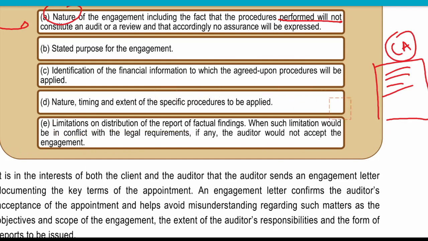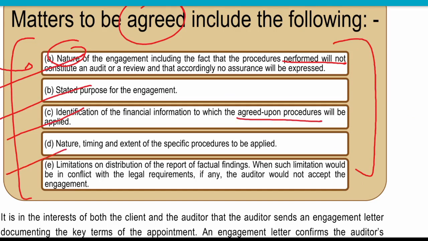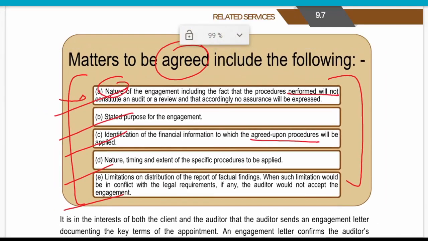Only after getting knowledge of all these things, that is, the nature of the engagement, the purpose of the engagement, identification of the financial information on which this agreed upon procedure will apply, the nature, time and extent of procedures to be applied, and the limitation of distribution, the particular engagement needs to be accepted. Is it clear, guys?